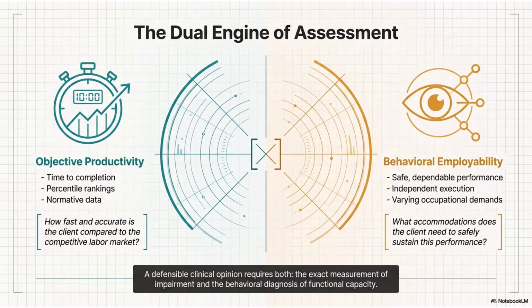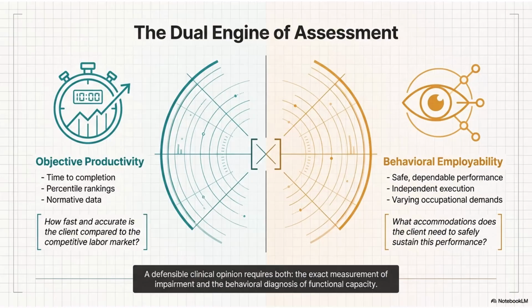When you are administering the DCAT 2, you are actually gathering two completely different but equally important types of information simultaneously. On the left side of your screen, you see objective productivity. This is all about the stopwatch. It tells us how fast and how accurate the client is compared to the competitive labor market. It gives us our time to completion, our percentile rankings, and connects us to normative data. But the stopwatch alone isn't enough.